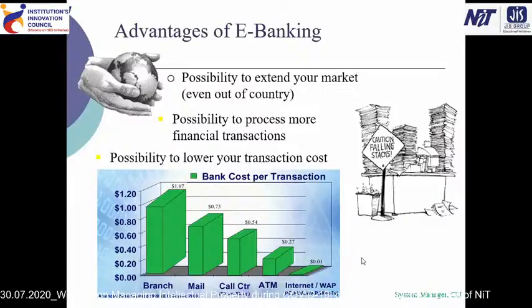So there is a possibility to lower your transaction cost, and a possibility to process more financial transactions. It is very secure. If you use very secure systems and intellectual property in e-commerce, then you get the ultimate advantage of online banking and ensure secure internet banking. The advantage of internet banking is more than a 100 times reduction of cost in financial transactions.